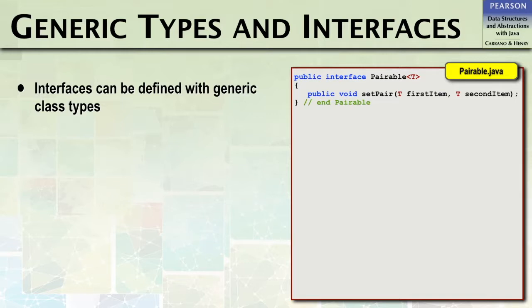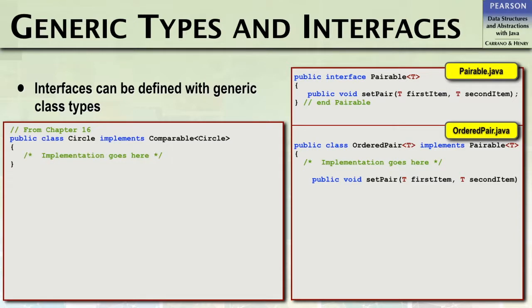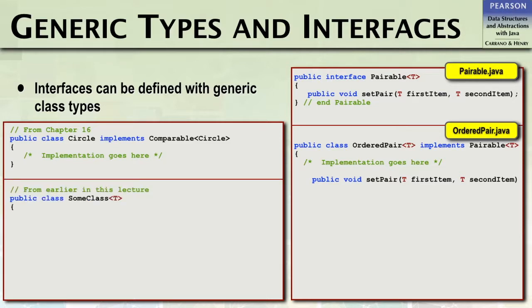We can also have interfaces with generic class types. We would declare an interface with a generic class type similar to how we declared our classes. Then, when we implemented the interface, we would implement it in a similar fashion to how we implement other interfaces. There are times when we may want to have the current class be the type that's implemented in the interface. For example, when we implement the comparable interface, we should implement the current class as the data type of the comparable interface.